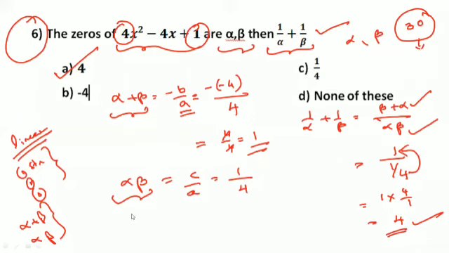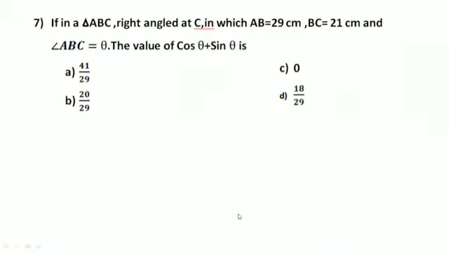Right, children. Next, let us go to the next problem here. So this is the 7th problem. See, in a triangle ABC, right angle at C, in which AB is equal to 29 centimeters, BC is equal to 21 centimeters, and angle ABC is equal to theta, then find the value of cos theta plus sin theta.